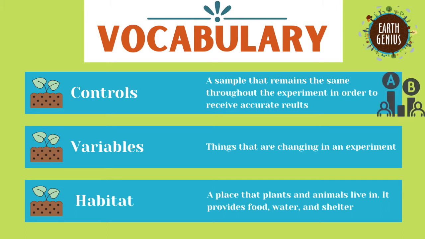The first thing you need is a control. The control is the part of the experiment that remains the same throughout the experiment. The variable of the experiment would be the things that are changing.